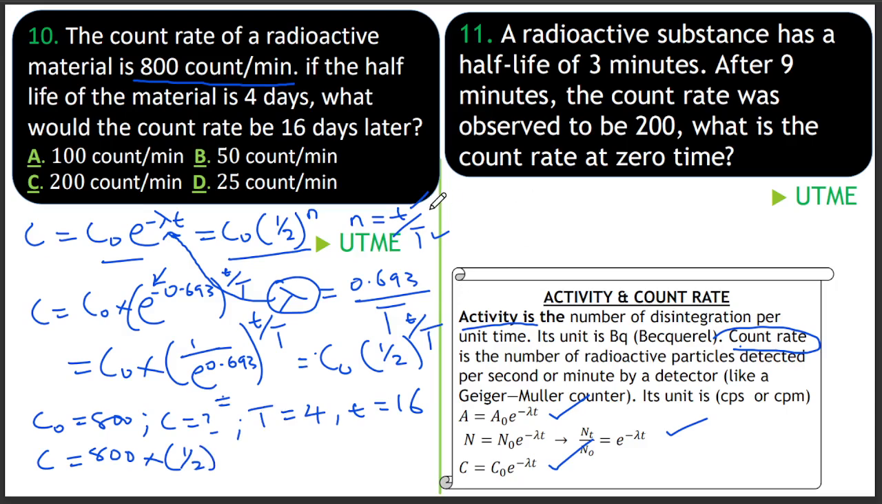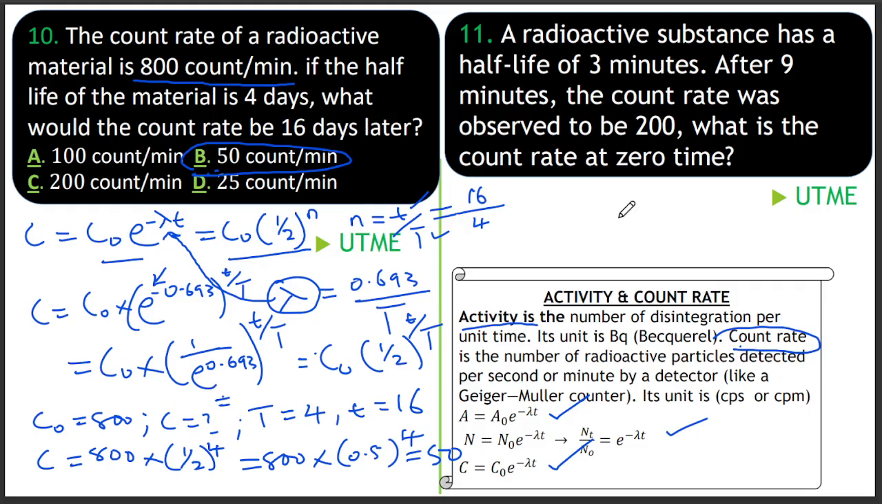Remember that this n here, let's solve it. Small t is 16 over capital T, half-life is 4, and that will give you 4. So raised to power 4 here. This is the same thing as 800 times, if you like, 0.5 raised to power 4. If you punch this correctly, it's going to give you 50. That's 50 counts per minute. This one is the correct option.